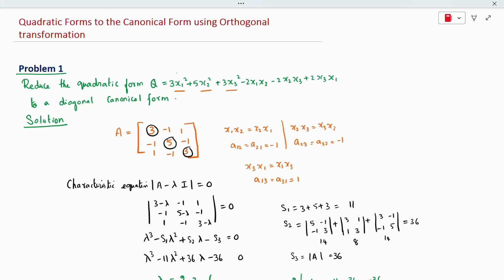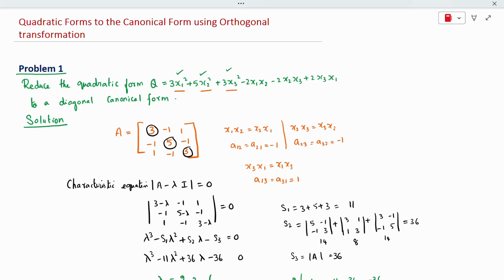Check, in this, x1 squared, x2 squared and x3 squared are the diagonal elements: 3, 5 and 3. The remaining elements, how do we write them? x1 and x2 is the same as x2 and x1. So it is minus 2, half of the element. So a12 for x1 and x2, and a21 for x2 and x1, is half of the element, which means half of minus 2 is minus 1.